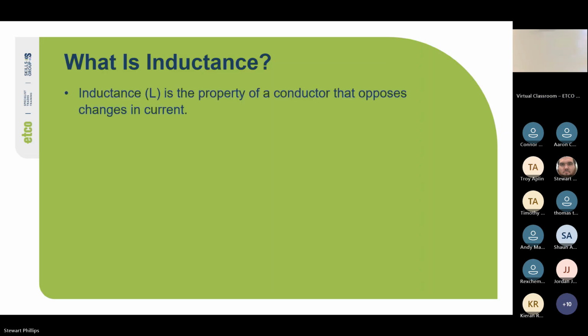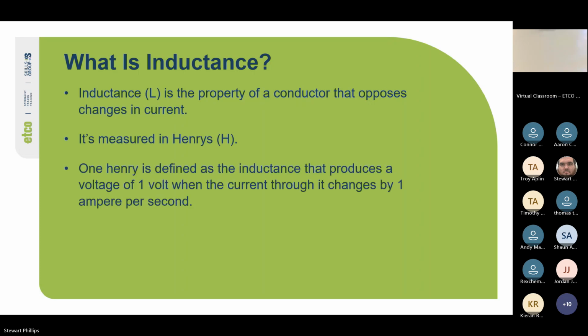So inductance, which is represented by L, is the property of a conductor that opposes change in current. It's measured in henries, and 1 henry is defined as the inductance that produces a voltage of 1 volt when the current through it changes by 1 amp per second.